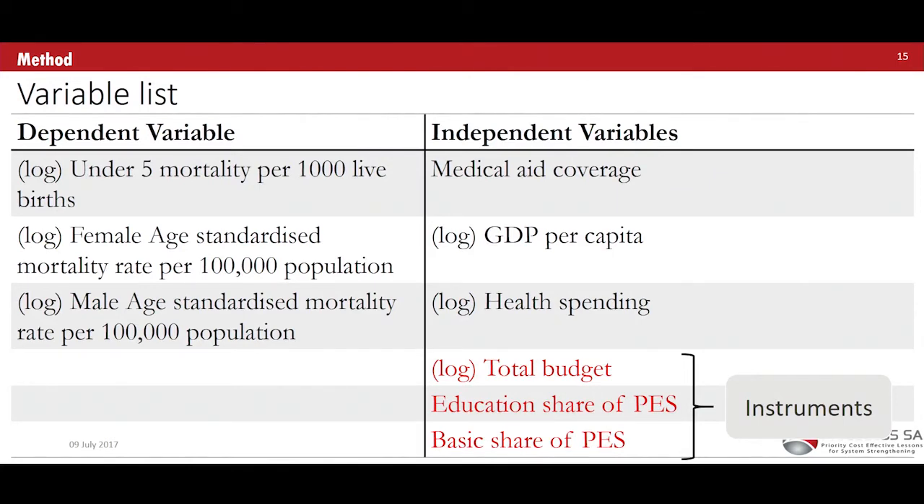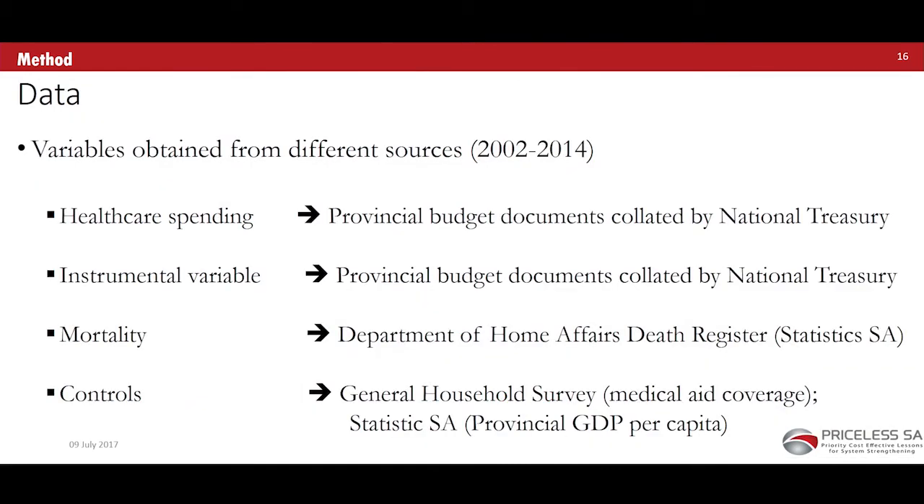Here I've put up a list of our variables. So in addition to the health expenditure, health spending and the instruments, we also control for GDP per capita of each province and the medical aid coverage, which we feel directly impact on health outcomes. And these are controlled in the second stage of the instrumental variable approach. All our outcome variables are estimated at the log scale.